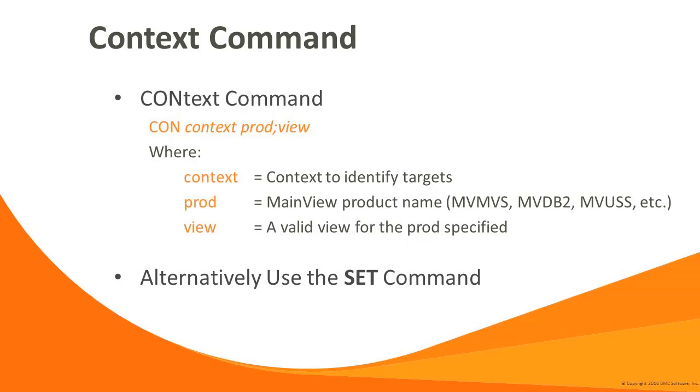To transfer from a MainView for DB2 view to MainView for KICS to see all regions in a view CREGION, we would issue the command con space all MVKICS semicolon CREGION. Again, the set command provides the same capability, but with labeled fields.